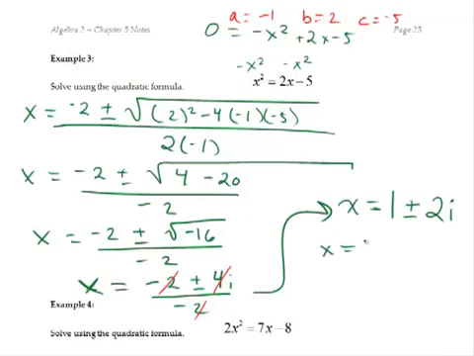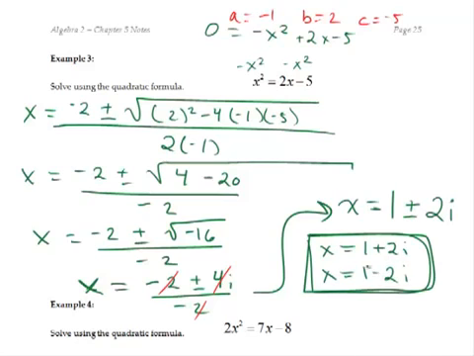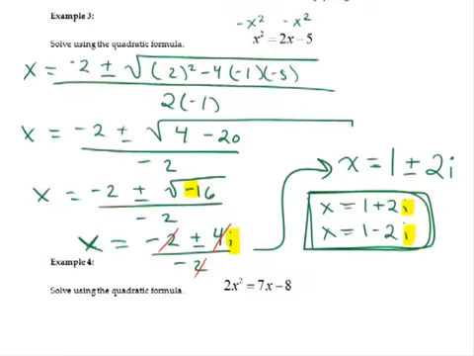And again, that's two answers. 1 plus 2i and 1 minus 2i. So you can have i's come out of your quadratic formula when there is that negative underneath. So don't forget the i's. They show up. All right.